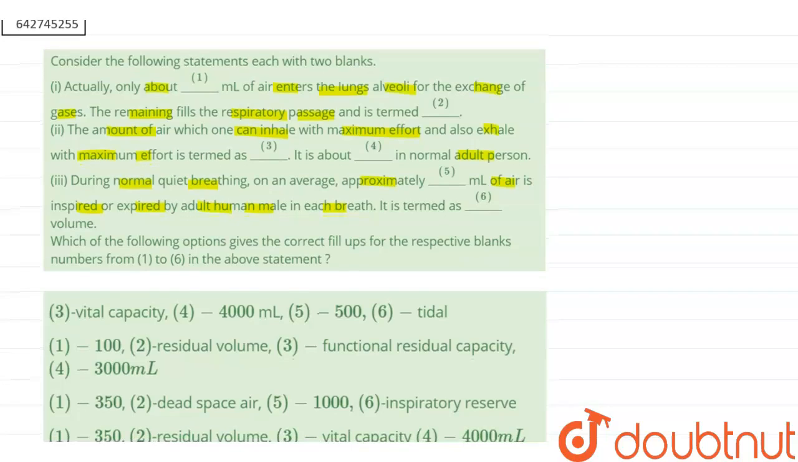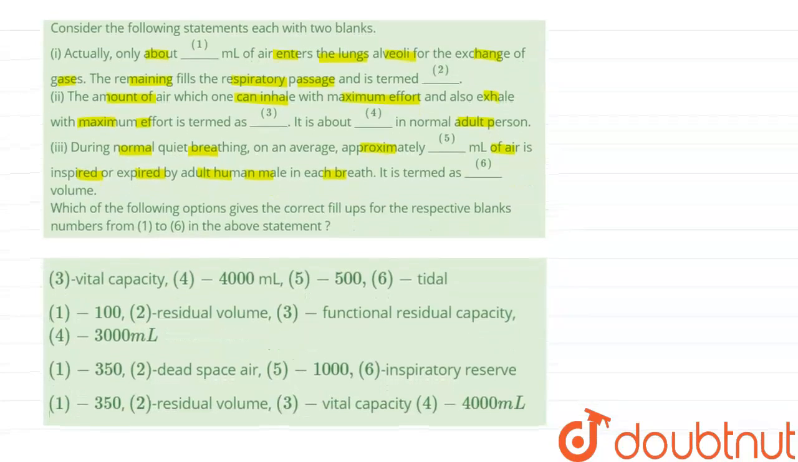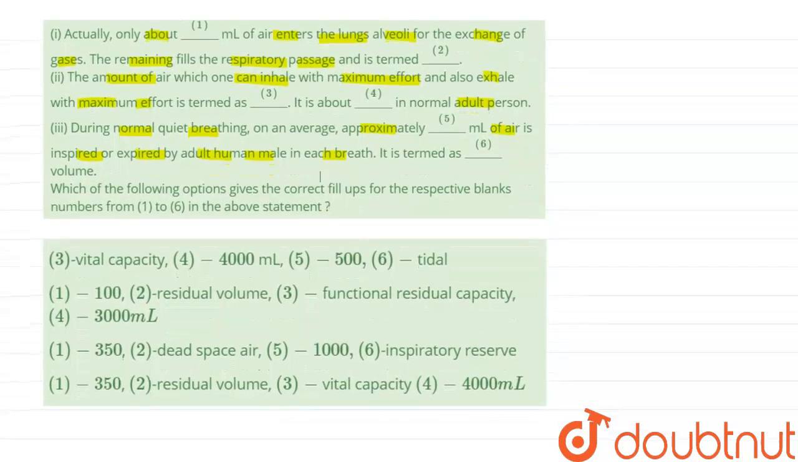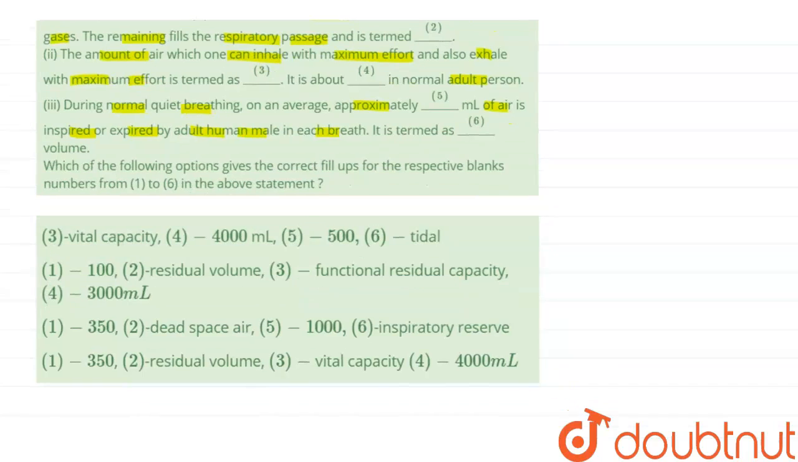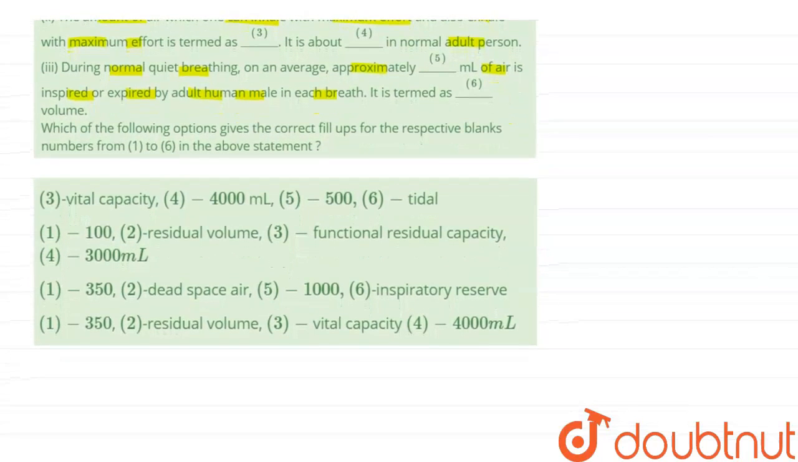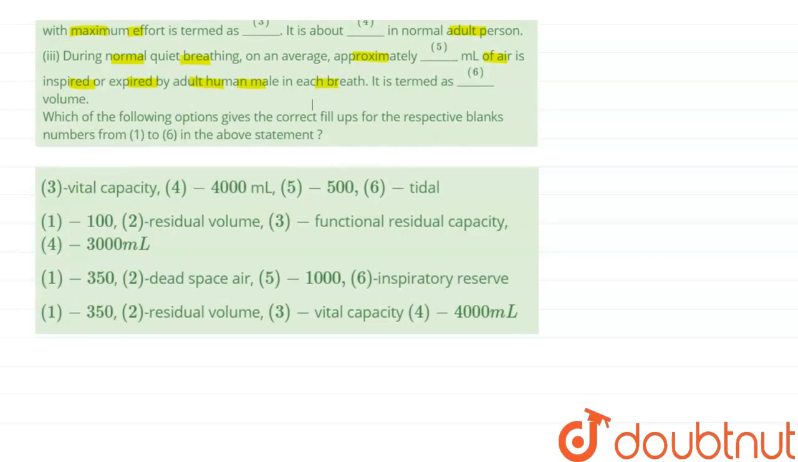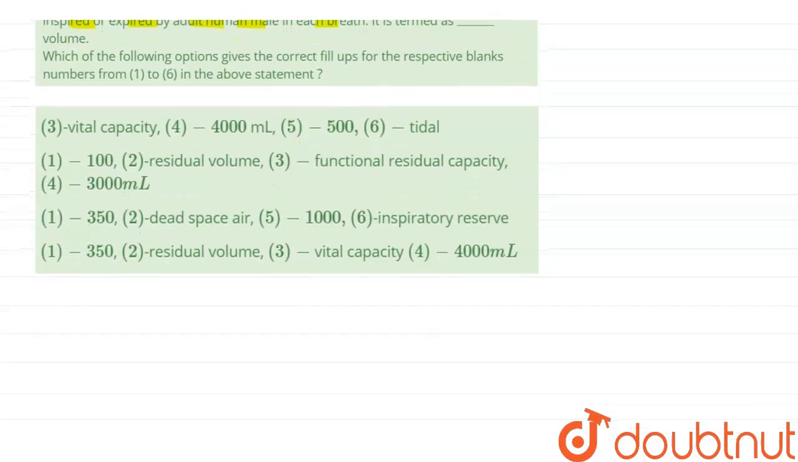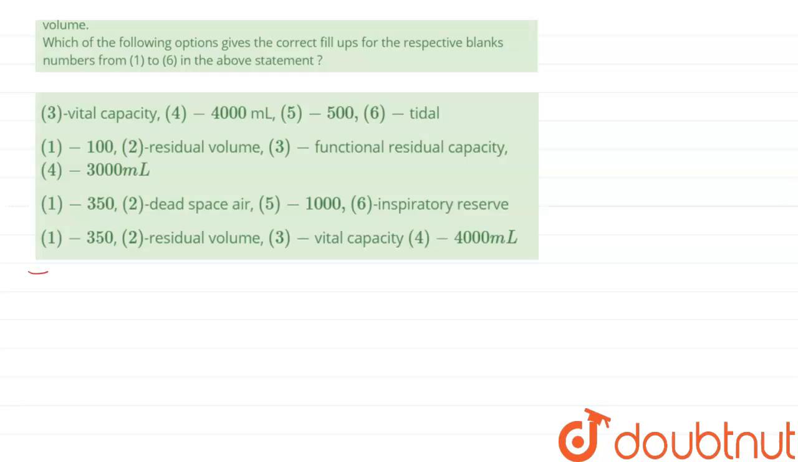Which of the following options gives the correct fill-up for the respective blanks numbered 1 to 6 in the above statements? So if we are talking about our first statement, actually only about dash ml of air enters the lung alveoli for the exchange of the gases. This question is regarding the tidal volume. So firstly, what do you mean by the tidal volume?